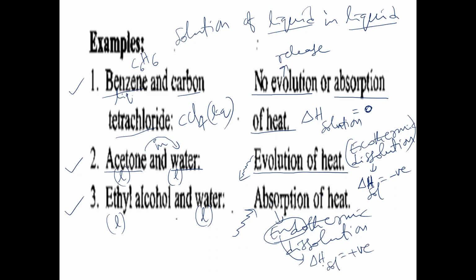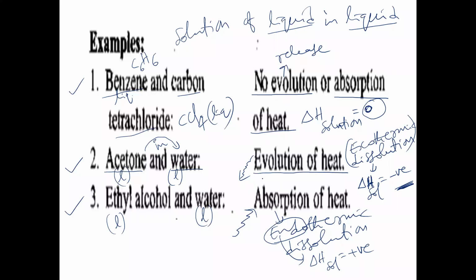Whenever delta H solution, the enthalpy of solution, is positive, the type of dissolution is called endothermic dissolution. Why have we taken delta H positive here? Because absorption is going on. Why have we taken delta H negative in the other case? Because heat energy is released. And why is zero taken in the first case? Zero means no negative and no positive value. Delta H is zero, neither negative nor positive. So this type of dissolution involves neither absorption of heat nor release of heat.